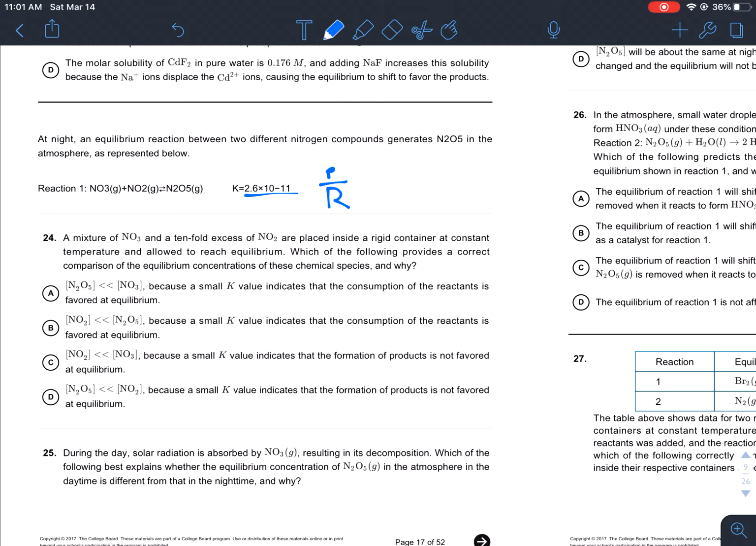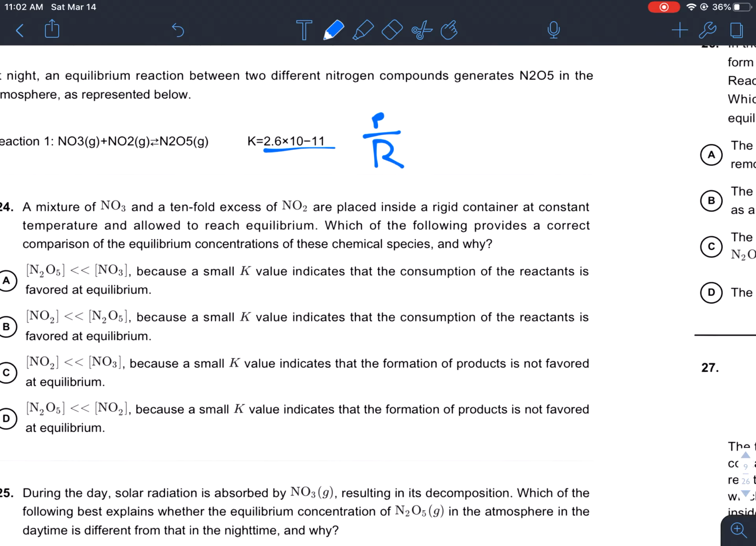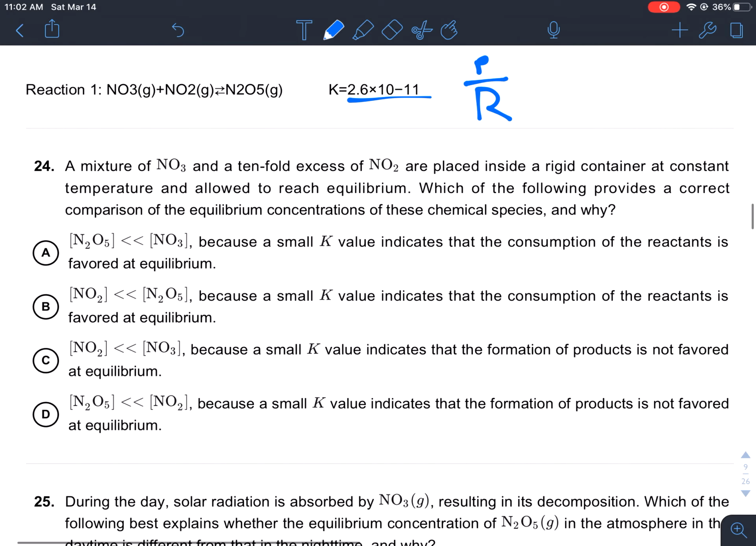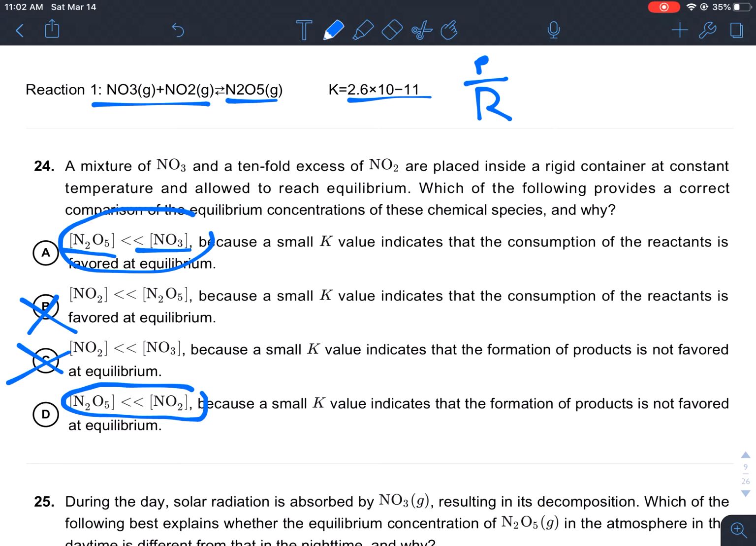A mixture of NO3 and a tenfold excess of NO2. So in other words, your NO3 is your limiter. They are placed inside a rigid container at a constant temperature and allowed to reach equilibrium. Which of the following provides a correct comparison of the equilibrium concentrations of these species and why? Do I have more N2O5 or more NO3? Well, if I have more reactants, then these numbers are much bigger, and the N2O5 is much smaller. So at least this part is correct. So this is incorrect. This is incorrect. So it's either A or D.